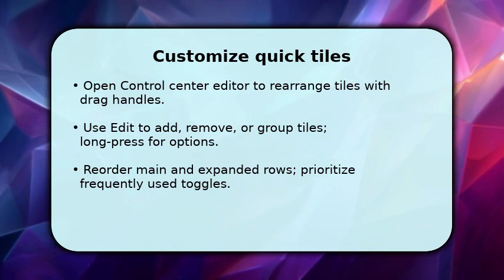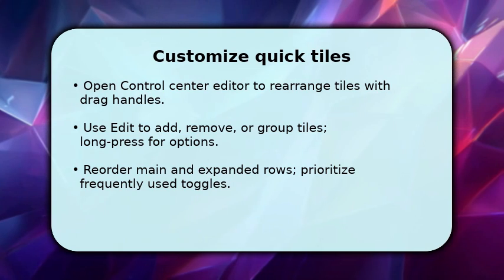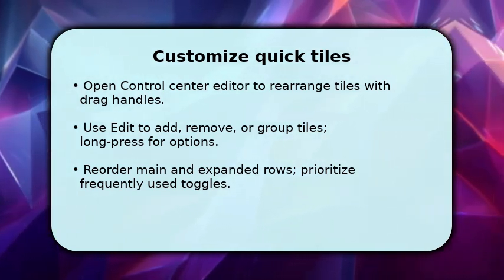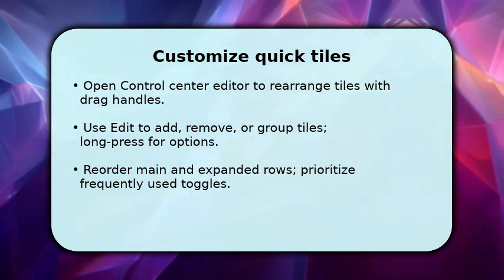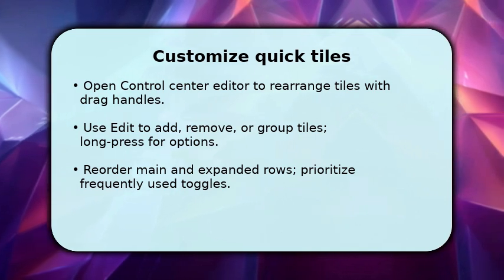Once the Control Center editor is open, you'll see two areas, the main quick access row and the expanded panel. Tap Edit and drag tiles to reorder them, long press a tile to reveal advanced placement or remove actions. Add missing tiles from the bottom palette and group related toggles near the top for faster access.